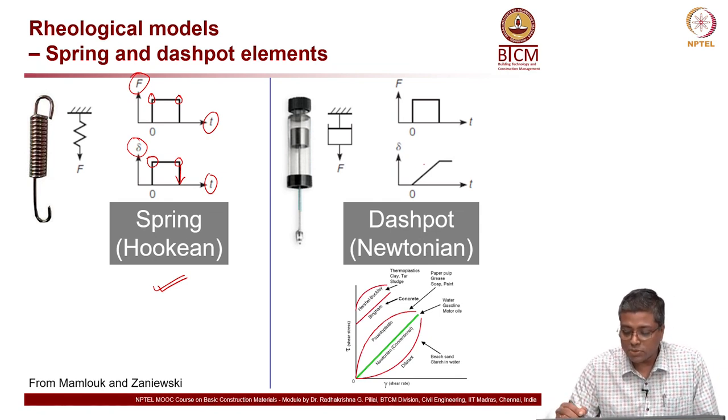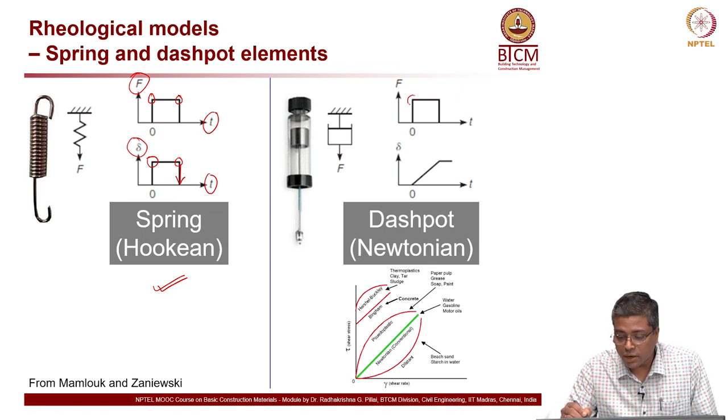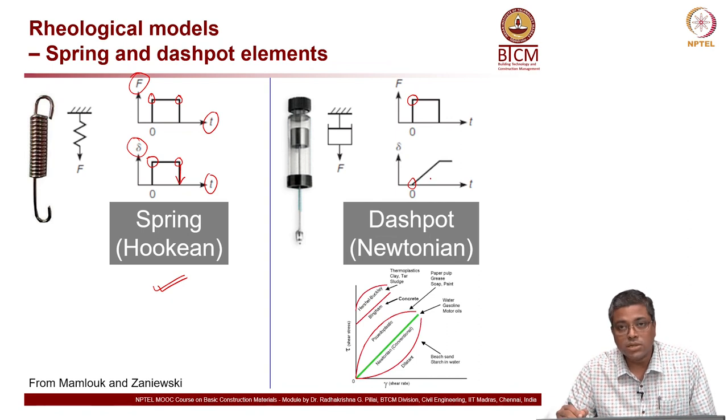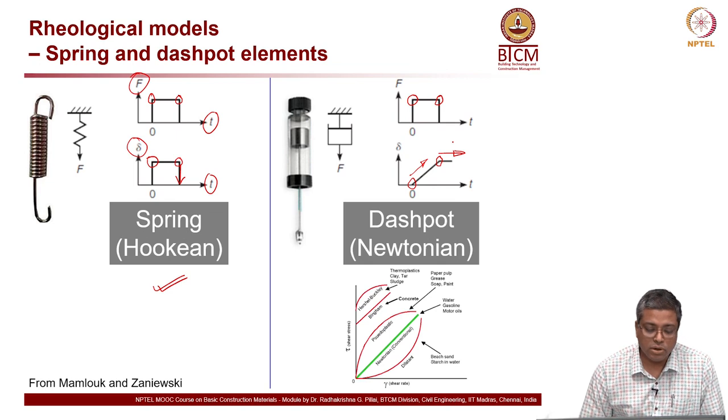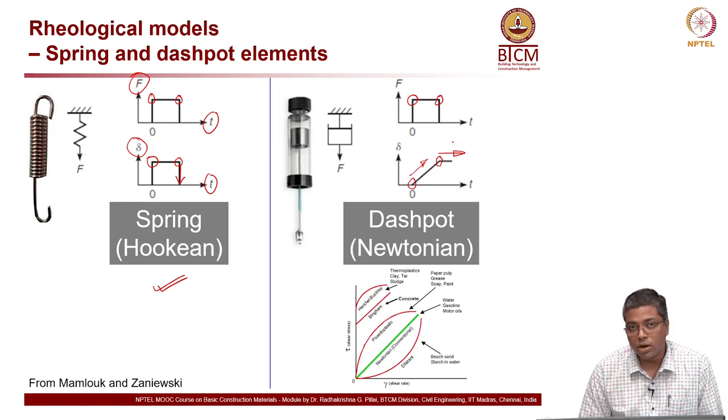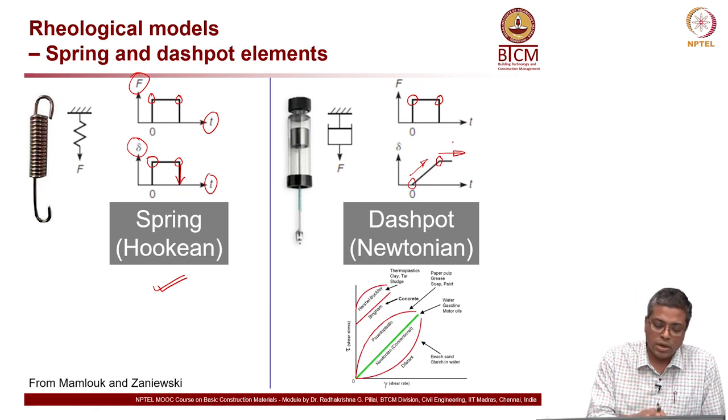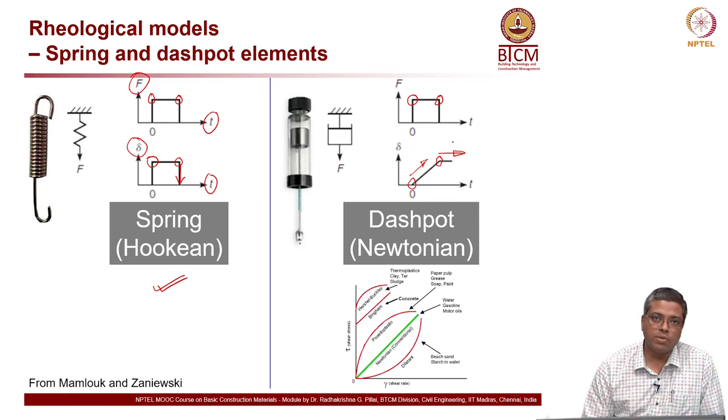When you talk about viscous behavior, you see the load F is applied. At that moment, the deformation is zero. But it's slowly increasing, and when the load is removed, there is a deformation at that point, and that deformation stays constant. It doesn't come down as in the case of the spring. So these are two different basic elements which can be used for modeling viscoelastic behavior. Elastic behavior on the left side, viscous behavior on the right side.